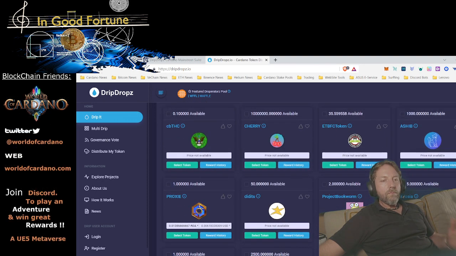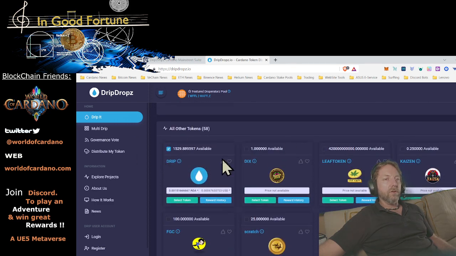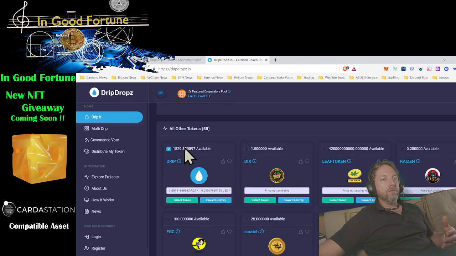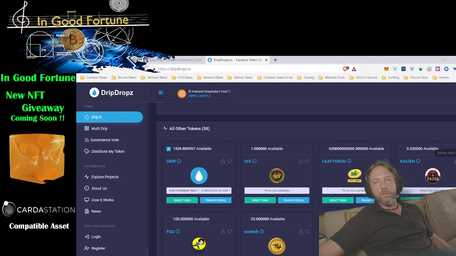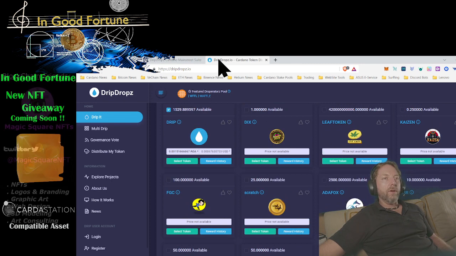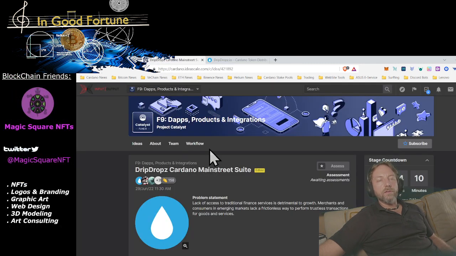But my personal opinion is that it's worth hopping on here and just dripping the drip token. And they have a returning bonus. If you come back every week, then they start giving you multipliers, and you have a bonus. So they're doing things like that if you drip every week. Anyway, they've written up this Catalyst 9 proposal, and I think it's really important.